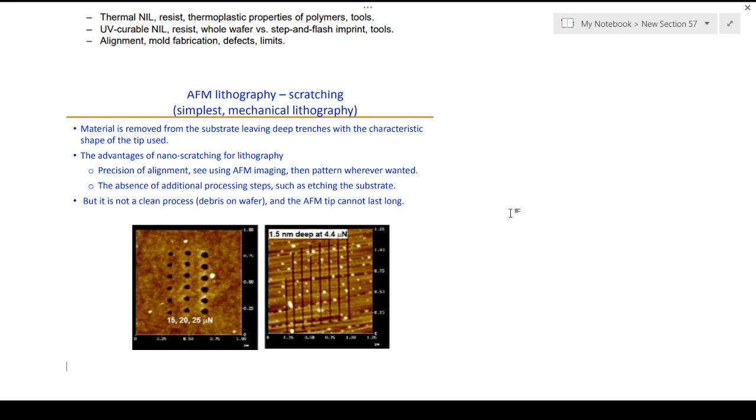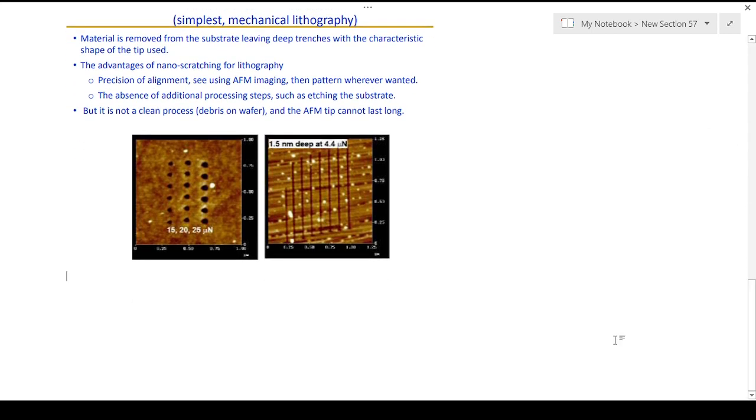There will be many dust particles, and the AFM tip cannot be used for a long time because it can break. By using this scratching process, the tip gets damaged very early. So that's one difficult task when you talk about lithography. But overall, it is the simplest, where we are actually doing mechanical lithography. You are simply scratching like a pen on paper. So that's the effect that you can see there. It is one of the simplest lithography processes, where you can do the patterning by the simplest means.